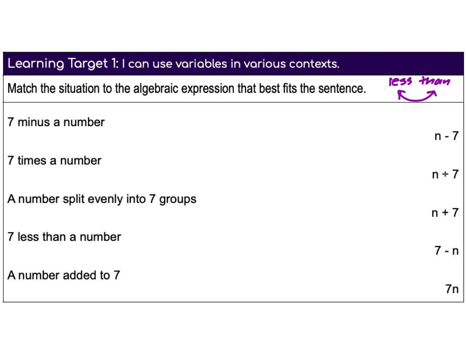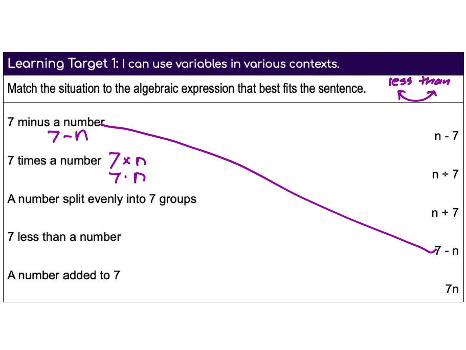So the first one says 7 minus a number. Okay, 7 minus a number. Simple as that. That matches 7 minus n. Okay, 7 times a number. Well, when we're talking about an algebraic expression, we want to write it in algebra, which would be a number touching that letter n, 7n.